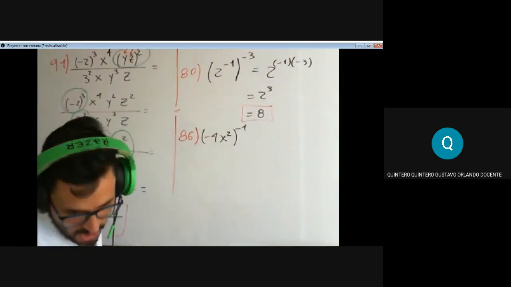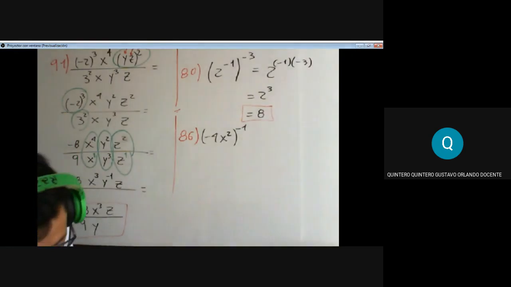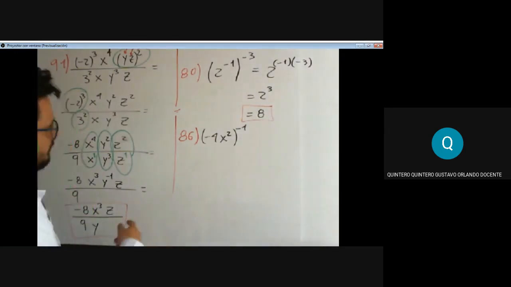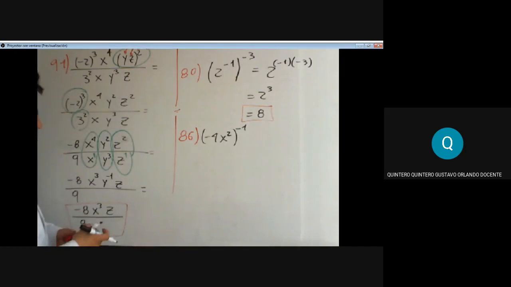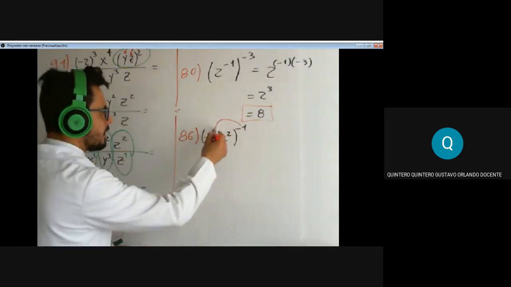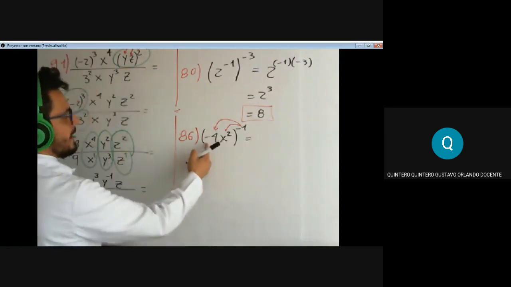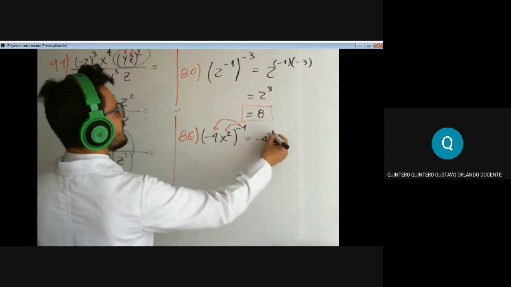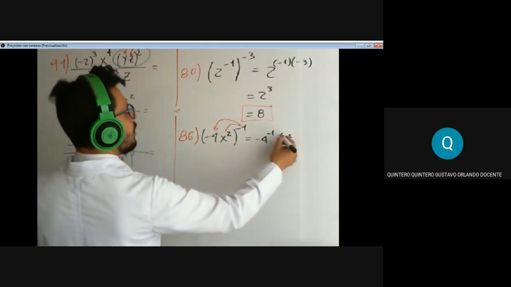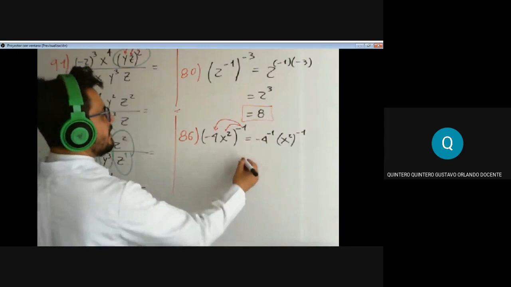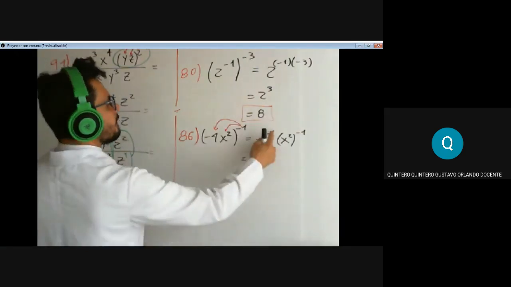-4 times x to the 2, yes. All right, this is a pretty simple exercise, just like any other, to be honest. These exercises are pretty simple. So how would you solve it? Absolutely easy. Just try to distribute the exponent to everything inside the parentheses, right? So -4 will be to the -1, and the x to the 2 will be to the -1. If we do this, now we can solve these things, right?